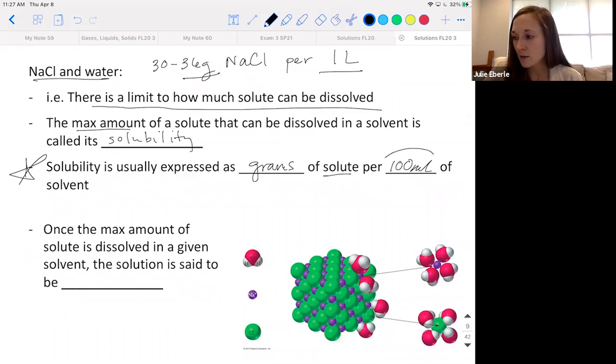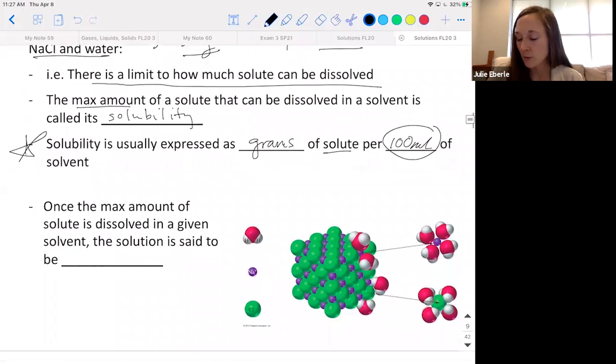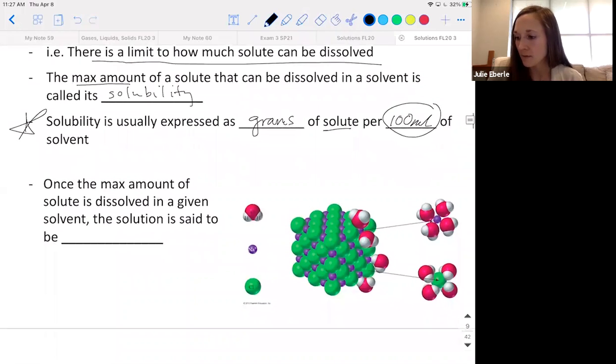And this is deceiving because this is the first time we've ever had a number, which is actually just part of our unit. So when we work the problem later with units of solubility, you will not divide by 100. You're going to treat 100 as though they're just more letters and that it's not a number. That'll make sense when we actually work the problem with Henry's law in a minute. Okay, last point on the slide. Once the max amount of solute is dissolved in a given solvent, the solution is said to be saturated.